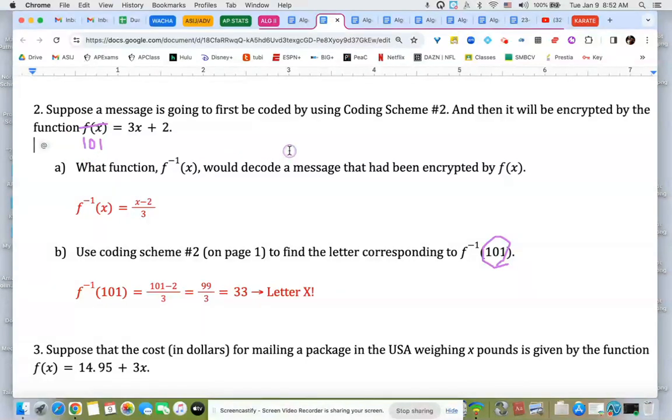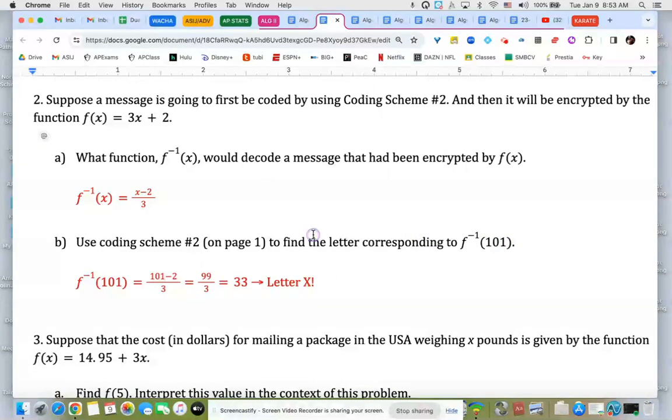That's very, very important. So you can either put the 101 into the input of the inverse function, or you can make it the output of the original function. And when you solve, you'll get the same answer. You're still going to get 33 no matter what. Right? And then once you get the number 33, which is x, then you're done. That's your answer. That little piece right there is really important.